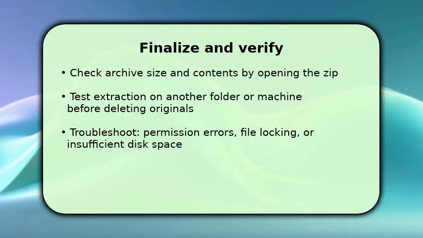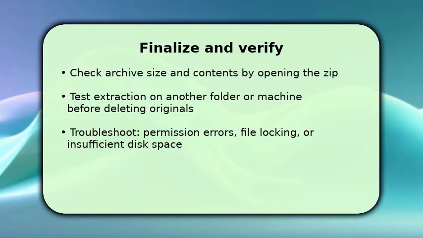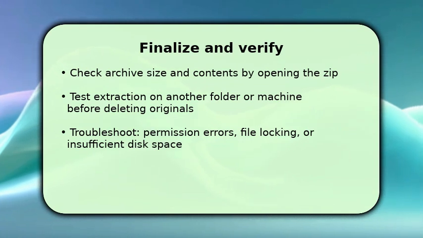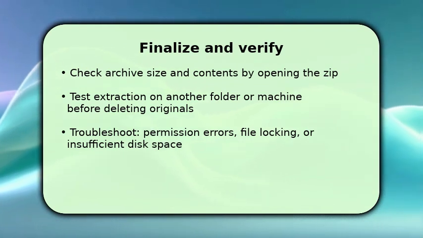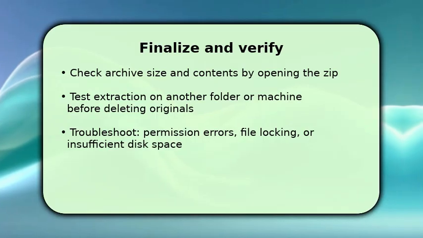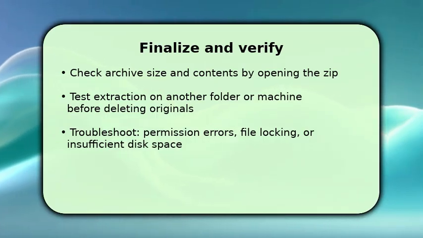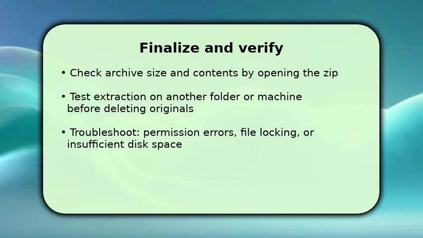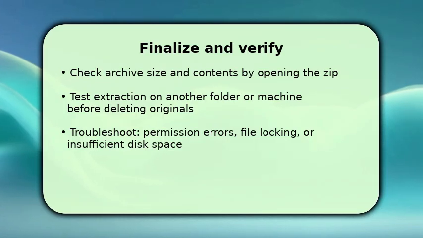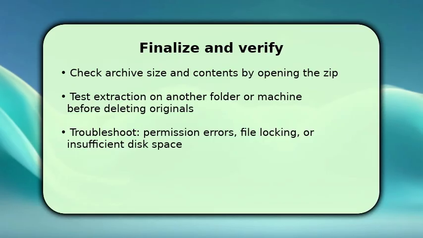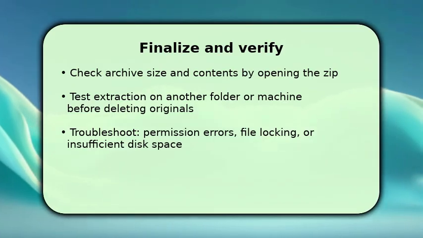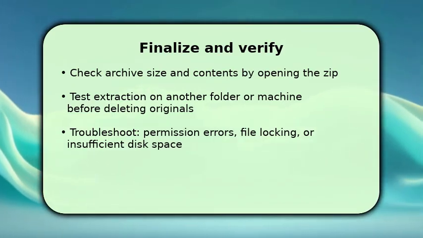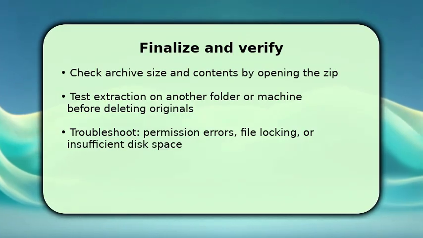Finally, finish the process and verify success. Wait until compression completes, then open the zip to confirm files and folder structure are intact. Once verified, test extraction to a temporary location or another machine to ensure portability. If everything is good, you can remove or archive the originals. If something goes wrong, check permissions and file locks first, free up disk space, or recreate the archive using a terminal command that reports errors. These steps usually resolve common issues quickly.